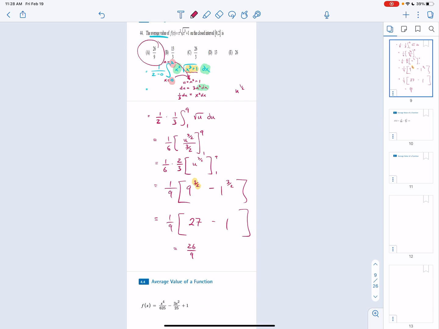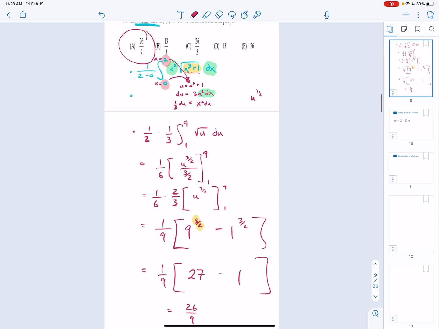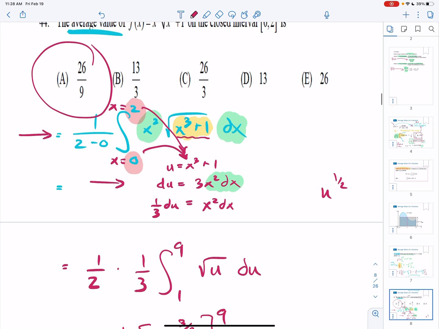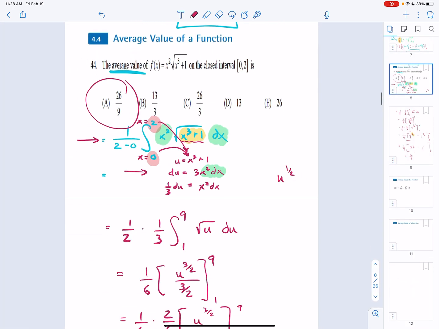Boom. Okay. Now, if you were able to set it up, you're good to go. You might recall the u substitution. If you didn't, don't sweat it. But get to kind of revisit old topics that you may have forgotten. Okay?